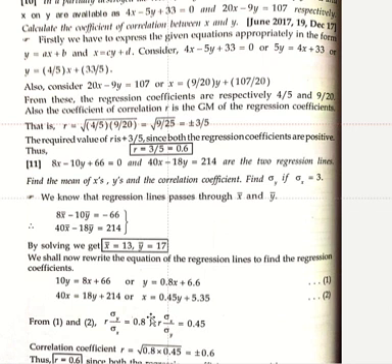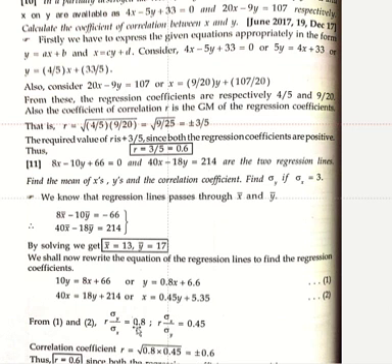What is the coefficient of x here? 0.8. Therefore that is r into sigma y divided by sigma x. Here what is the coefficient of y? 0.45. That is r into sigma x divided by sigma y. How to find out the correlation coefficient? That is equal to plus or minus the square root of the coefficient of x, that is 0.8, into the coefficient of y, that is 0.45. It is equal to plus or minus the square root of 0.8 into 0.45, which is 0.6.